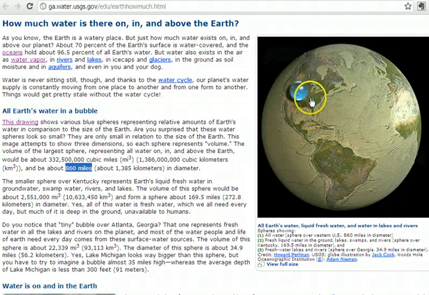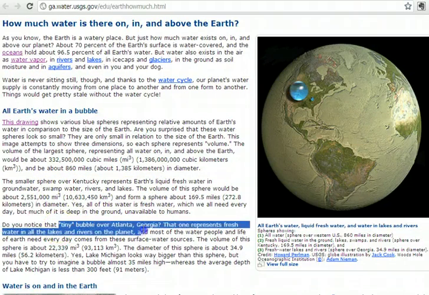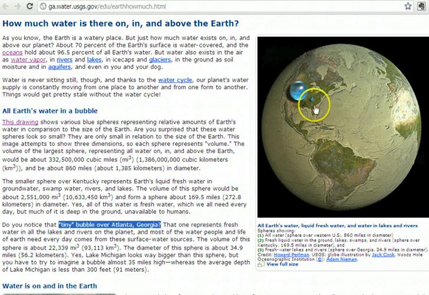Then this smaller bubble here, the one over Kentucky, represents the liquid fresh water that's in groundwater, swamp water, rivers, and lakes. And then this tiny bubble over Atlanta, Georgia, which you might not even be able to see depending on the resolution of your screen, is all the fresh water in the lakes and rivers on the planet, and that's most of what we use to drink from. So again, math helps us get some context on our planet.